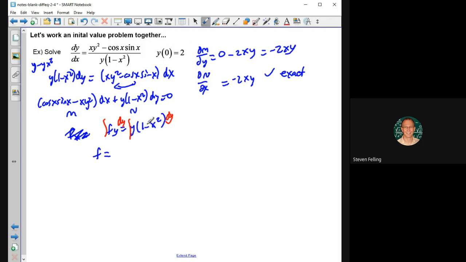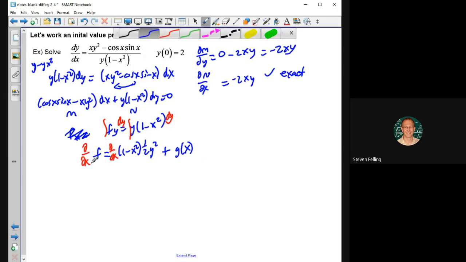And this 1 minus x² just becomes a constant. So it's (1 - x²), and then the antiderivative here is 1/2 y², plus an integration constant, which could be a function of the other variable, which is x in this case, because we started with f_y. The next thing I would do then is take the partial derivative of this with respect to the other variable, which is x. So now I'm going to get f_x. And so here, this 1/2 and this y² are just a constant while I'm dealing with x.